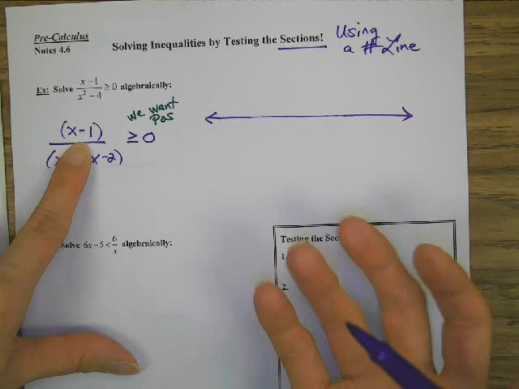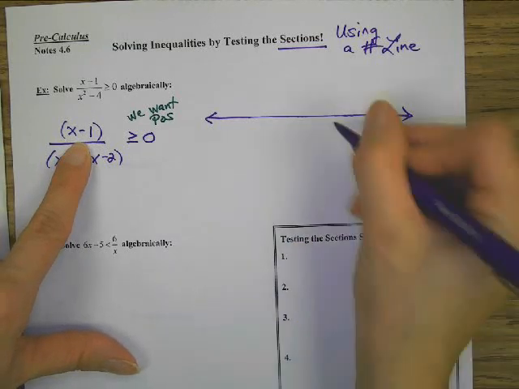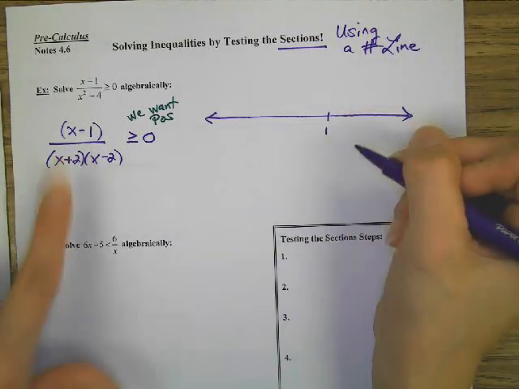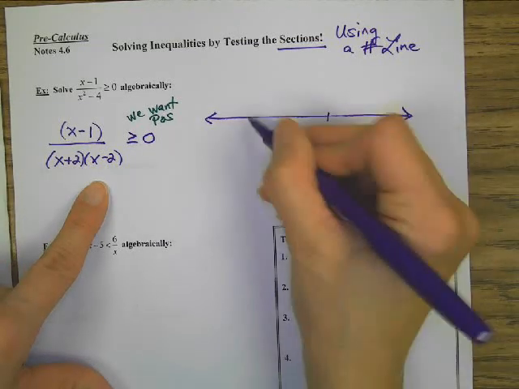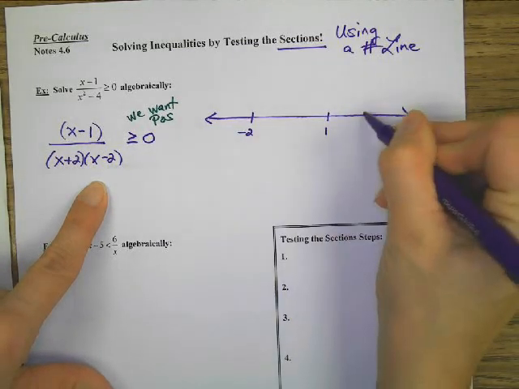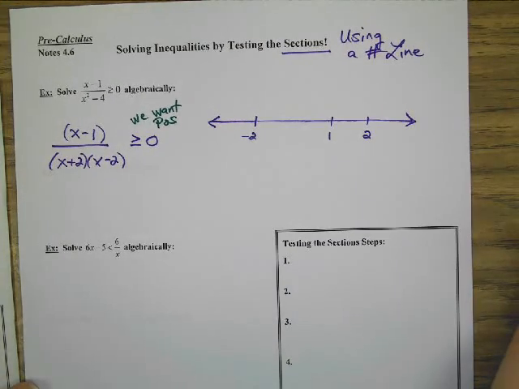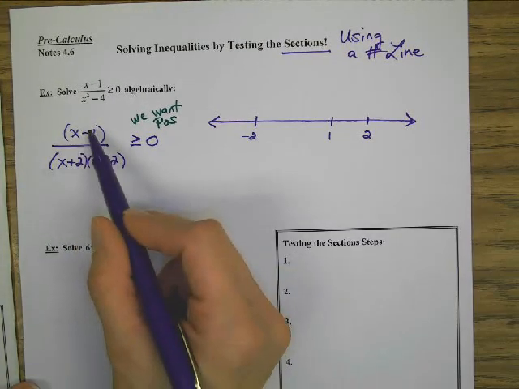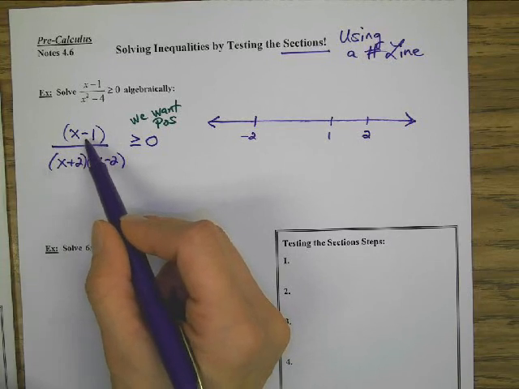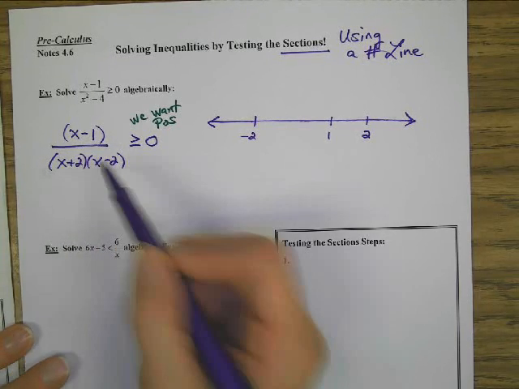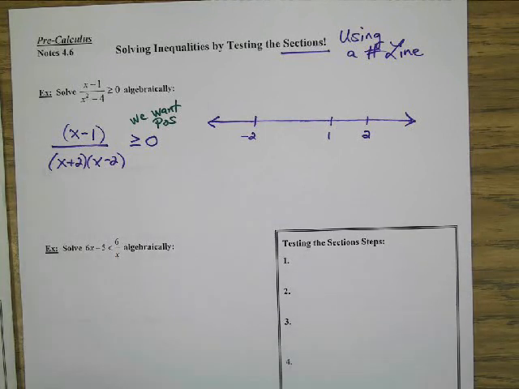A critical value from the numerator is 1. We're going to put that on the number line. We also have plus and minus 2, negative 2 and positive 2. So there's something critical that happens at these places. There's an x-intercept, which means the graph is either above or below at that point. These are vertical asymptotes. There's no graph there at all.